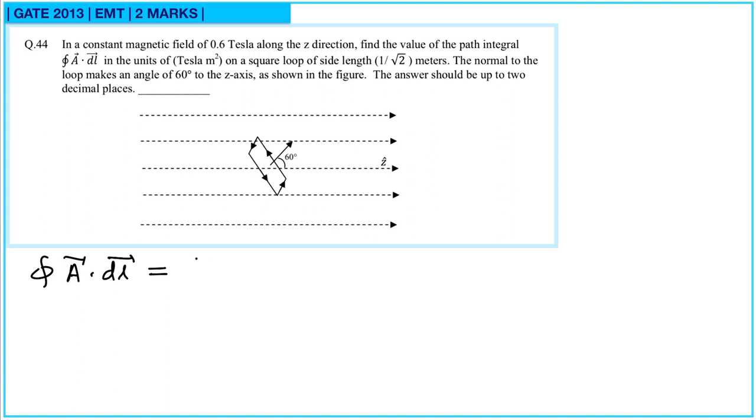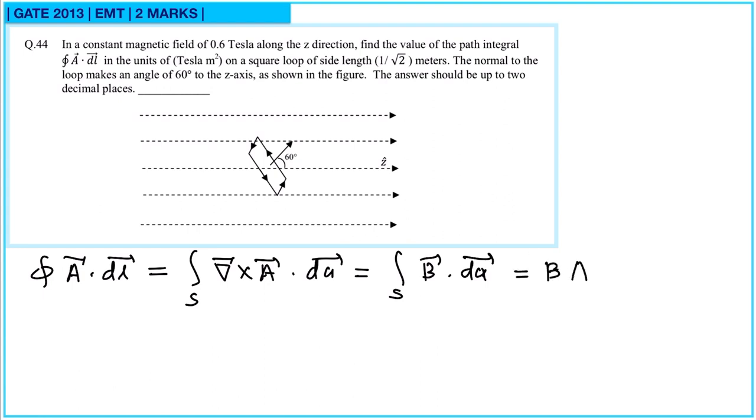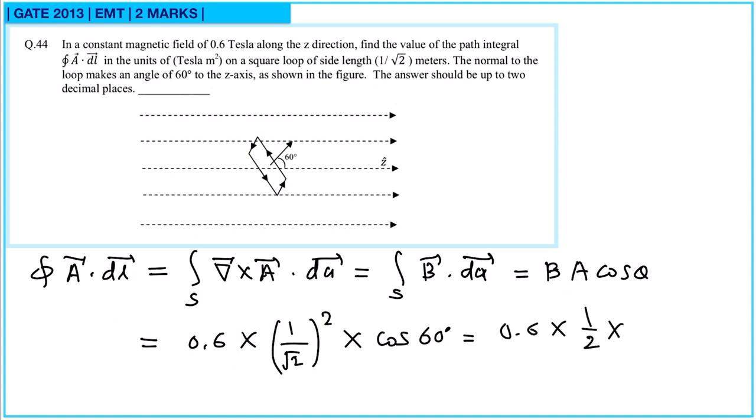So this is given. From here we can write using Stokes' curl theorem, this will be the surface integral of curl of A dot dA over the area S. But curl of A is B, so this will be the surface integral of B dot dA. So this is equal to B into A, because B is constant here, so B into the surface integral of dA. So this will be BA cos theta. So B is 0.6 Tesla, and the area, since this is a square loop, will be 1 by root 2 squared, into cos of 60, because the loop makes an angle of 60 degrees with the normal. So 0.6 into 1 by 2 into cos 60, which is 1 by 2. So this is equal to 0.6 by 4, that is 0.15. So the answer is 0.15.